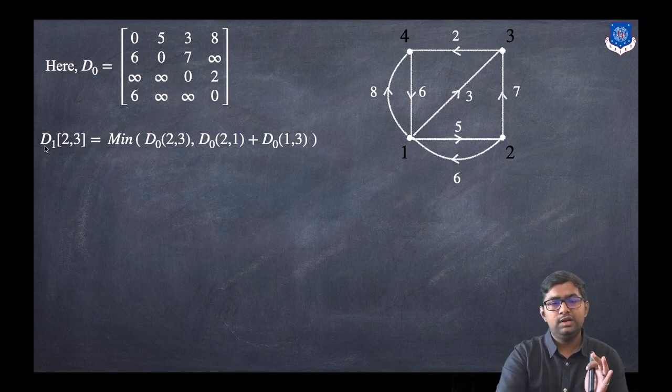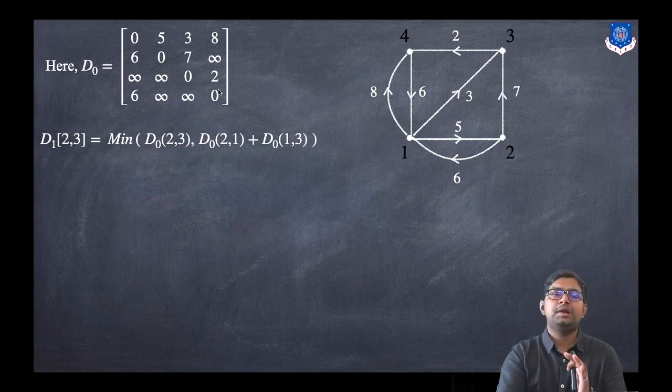Now how to calculate D1 of 2, 3? So that means, as we have this D1, we won't change the first row and first column entries. Except that we will change this 2, 3 entry.